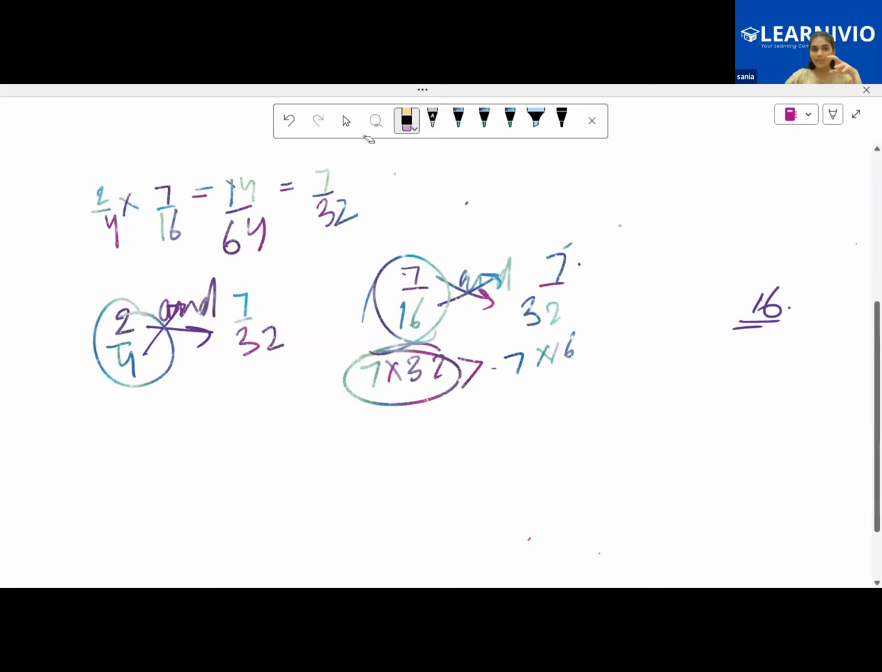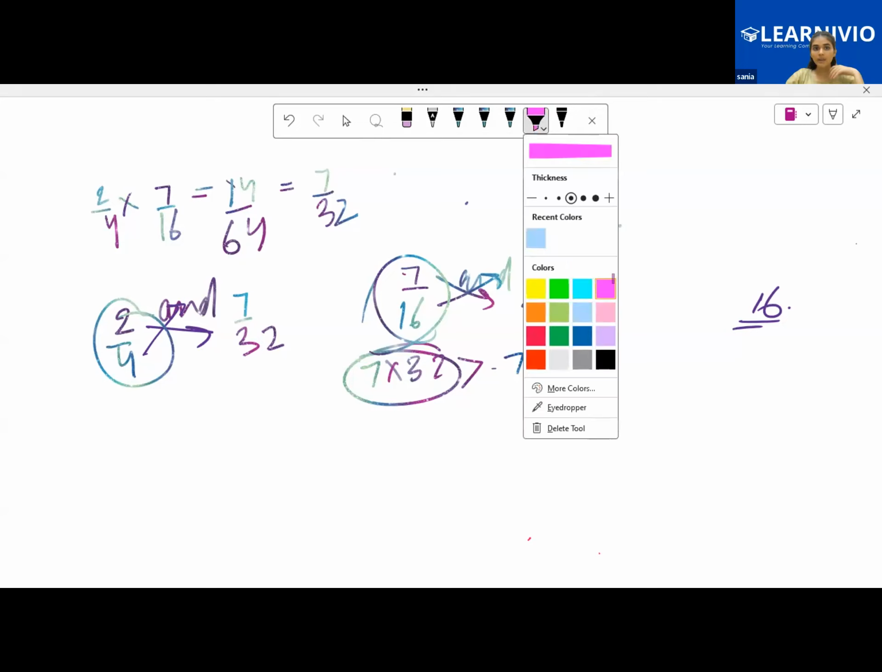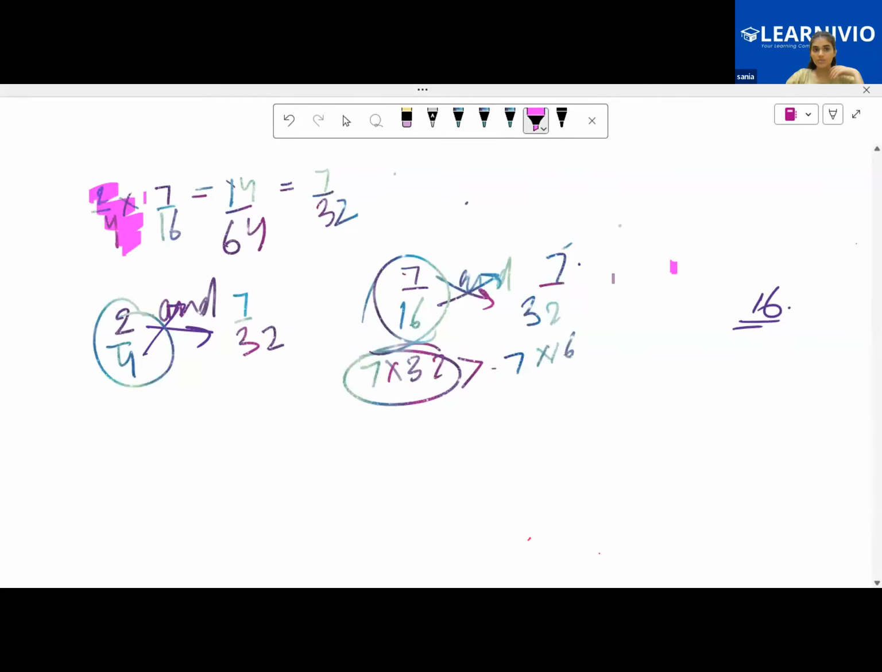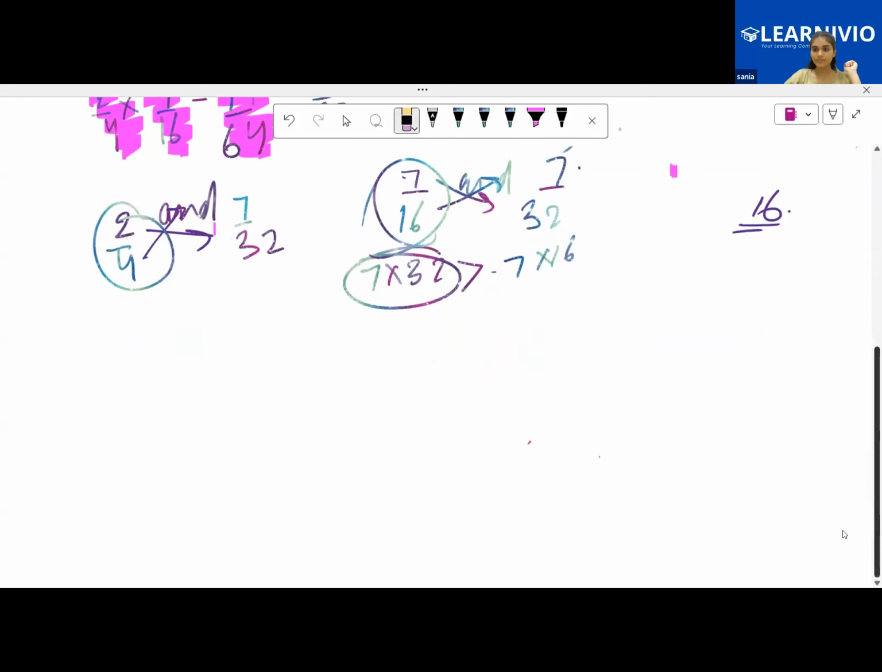So what happens? Both of these were proper fractions. So whenever I multiply two proper fractions, the answer will always be smaller than both of the fractions. So if my question gives you both of the fractions as proper fractions, the answer will always be smaller than both of the fractions. Okay, you get this thing? Yes, ma'am.